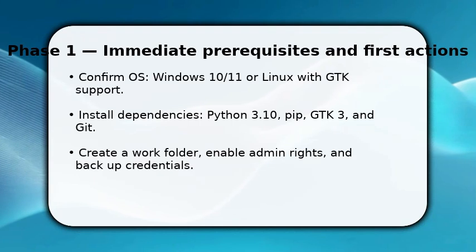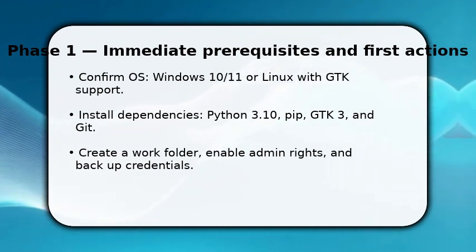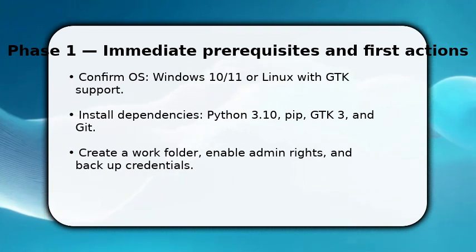You start by preparing the environment. Check that you have Windows 10/11 or a GTK-capable Linux install, and that Python 3.10 is available. Once done, install pip, GTK3 libraries, and Git so the GUI can build. These are required for compilation and runtime.